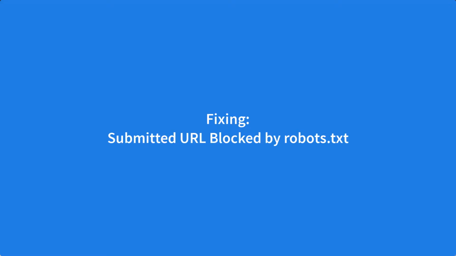Fixing a submitted URL blocked by robots.txt. This means there is a URL that you have submitted in your sitemap that is being blocked by your robots.txt file. Google can't index the URL because you have it blocked. If you want it indexed, then open your robots.txt file, find the line blocking the URL in question, and remove it. If you don't want the URL indexed, then take a look at your sitemap.html file, find the URL, and remove it, and you'll be good to go.